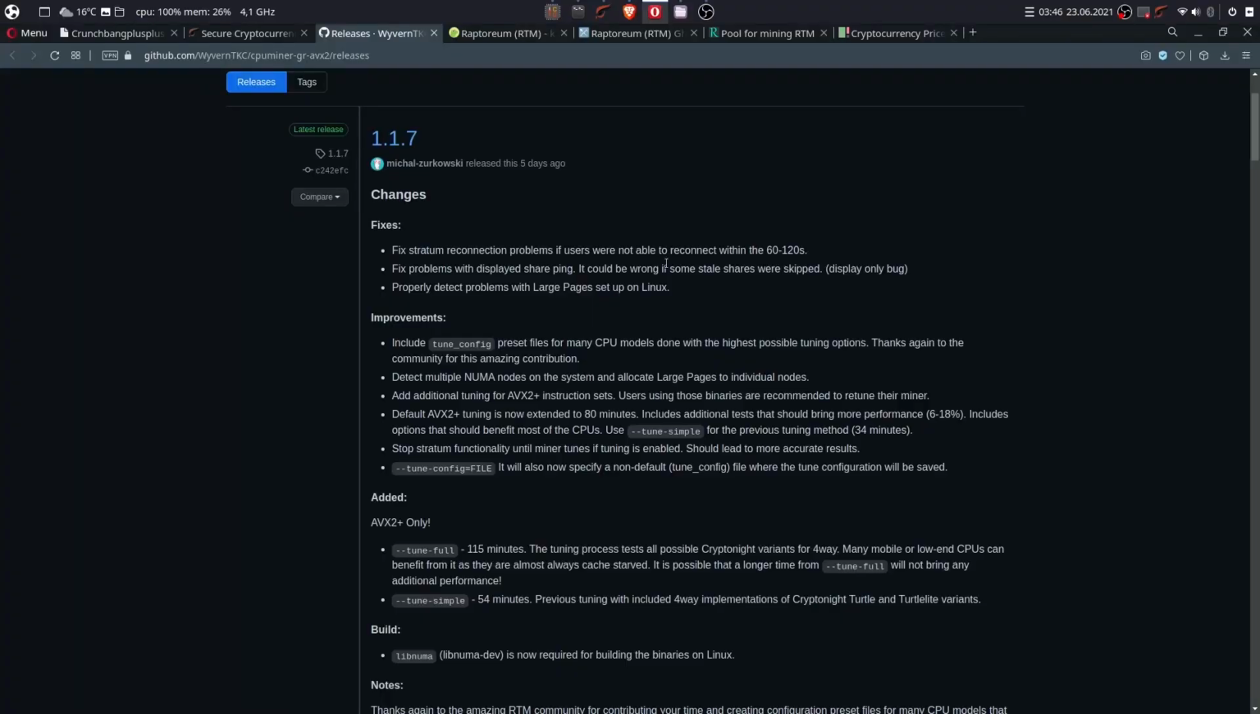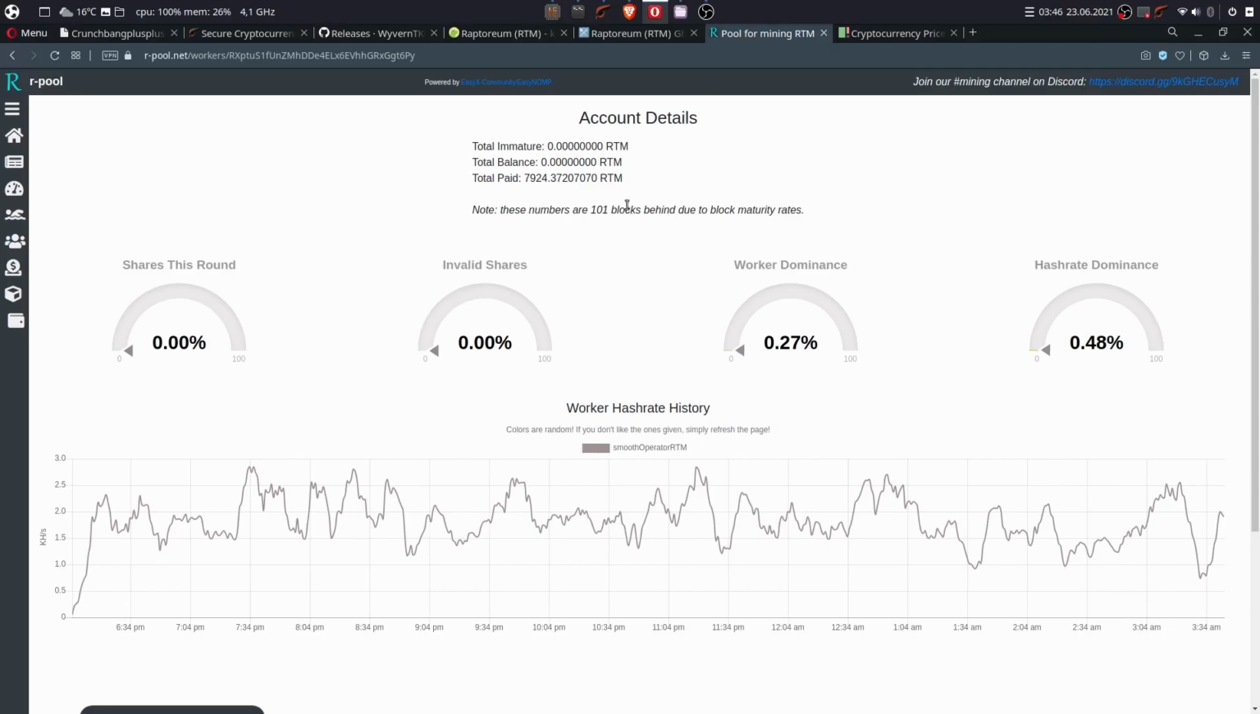Now let's take a look at pool statistics. Unfortunately, our pool interface doesn't display proper amount of mined Raptoreum, but developers are working on it and it will be fixed in the future.